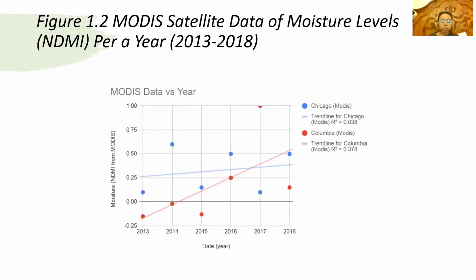Additionally, this is our data for the MODIS satellite moisture levels. As you can see from the graph and the R-squared value, there is no statistical difference or pattern showing here because of that low R-squared value. And so because there's no statistical pattern connecting moisture level to time, which is data over years, we cannot therefore connect it to case numbers.